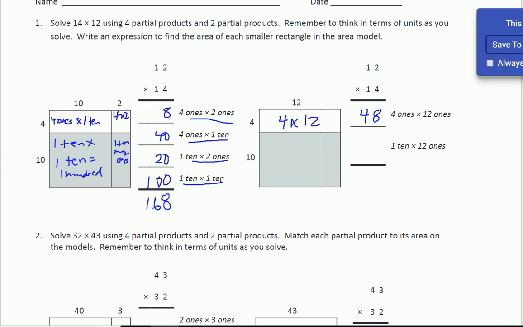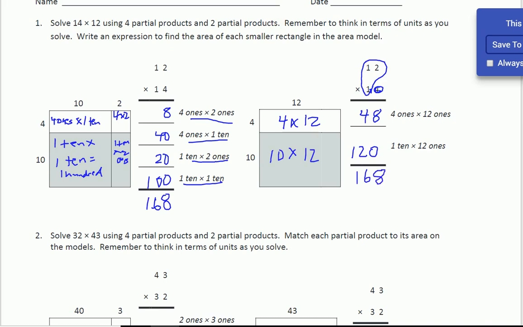And then the next thing we're going to look at is, don't think of this as a 14. What place is that 1 in? That 1 is in the tens place, so it's actually 10 times. So think about this as actually being a 0, so that would be 10 times 12, which would be 120. And that's the same thing over here as 10 times 12. And then when we add it up, it is 168.